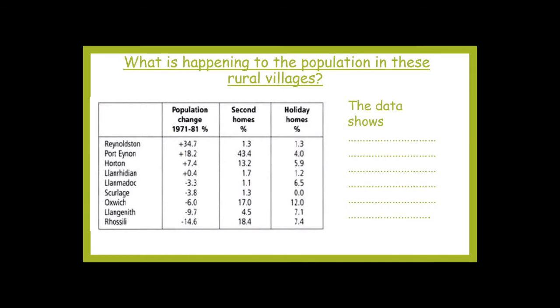Here is a set of data, and it shows you how the number of people in each of these villages has changed from 1971 to 1981. Ignore the second home and holiday home data. We're not using that in this instance. If there's a plus sign before it, the number of people living in that village has gone up.